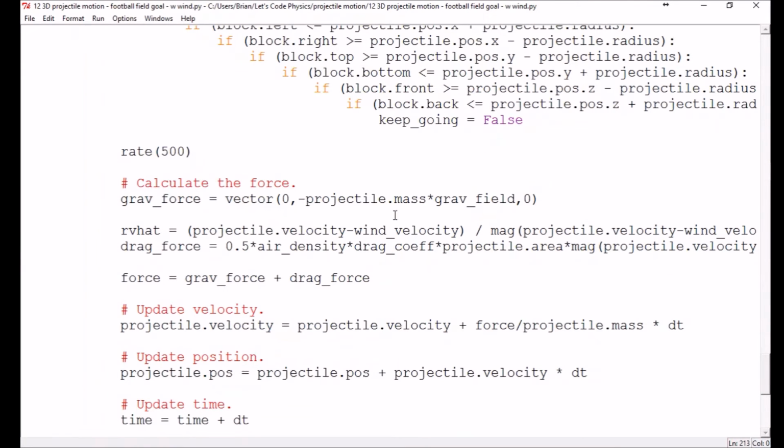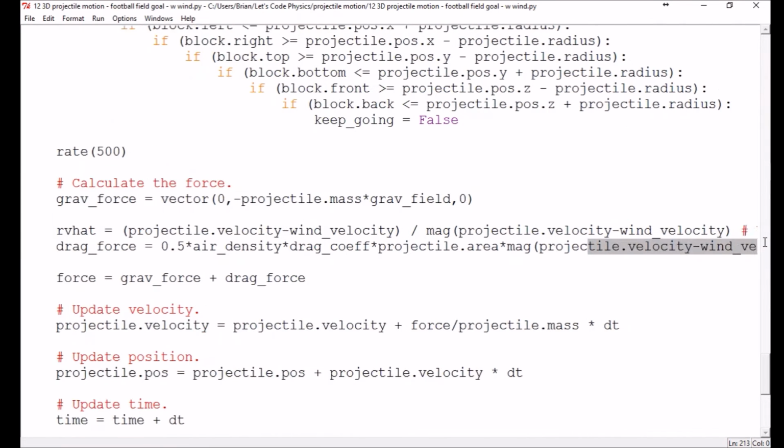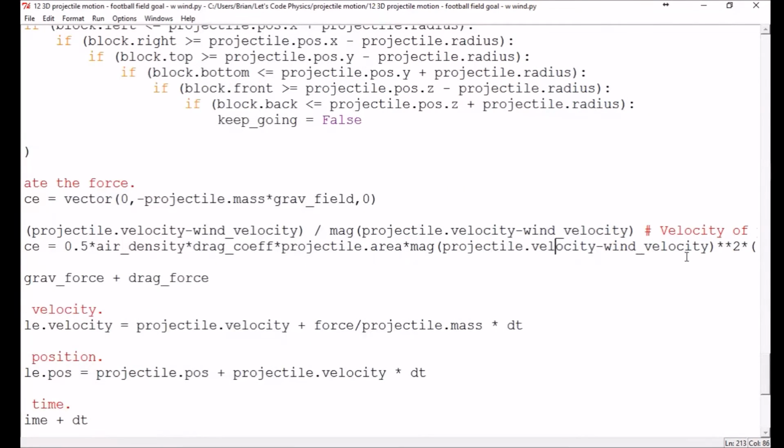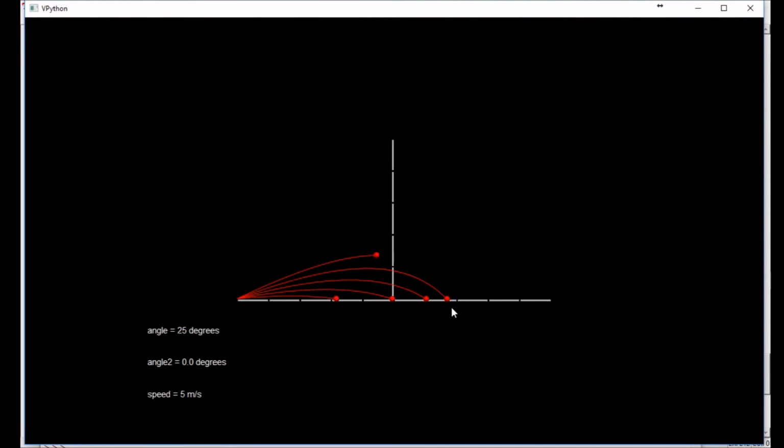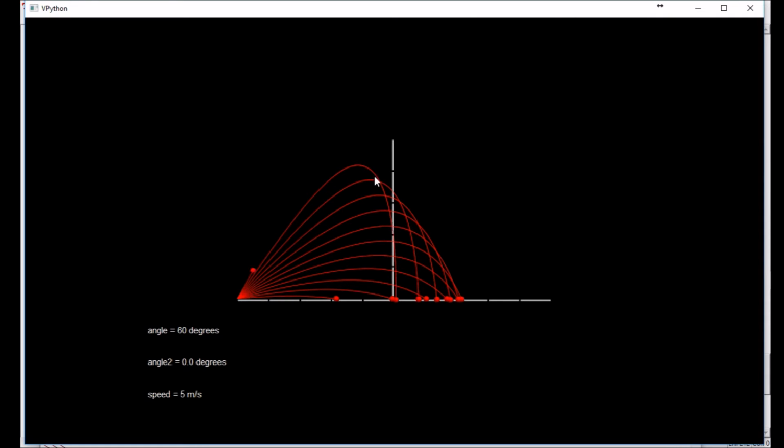But the point is, let's think of it in terms of the drag force here. If these two are pointing opposite of each other, then it's going to produce a greater magnitude. But if they're pointing in the same direction, it's going to produce less of a magnitude. So we should see our projectile fall a little bit shorter this time around. Okay, you can see that the arc is a little bit more pronounced now. Last time they were only slightly asymmetric. Now we're getting a lot more asymmetry.